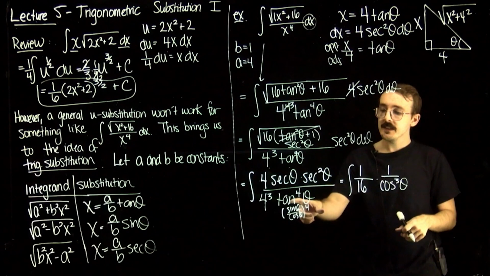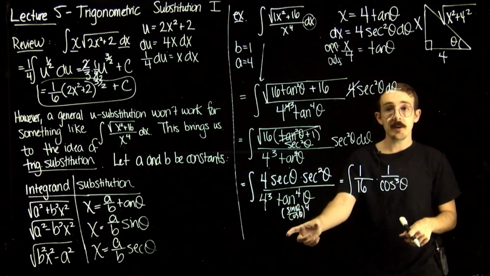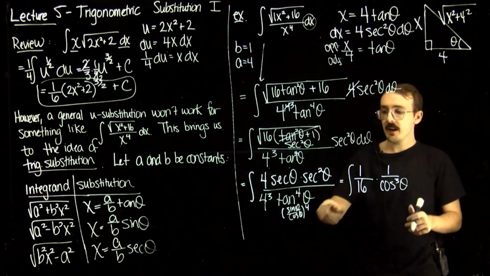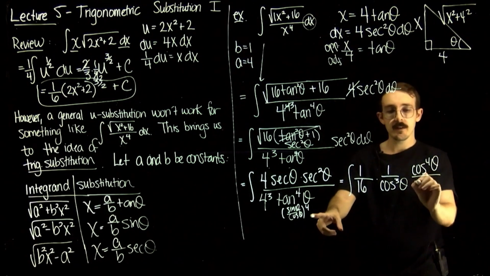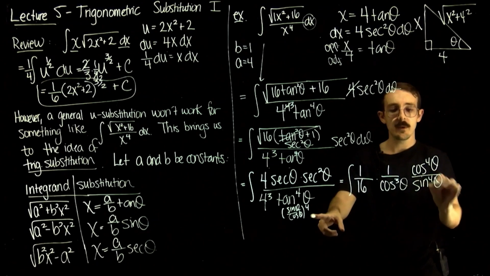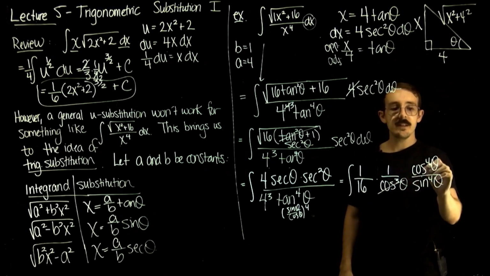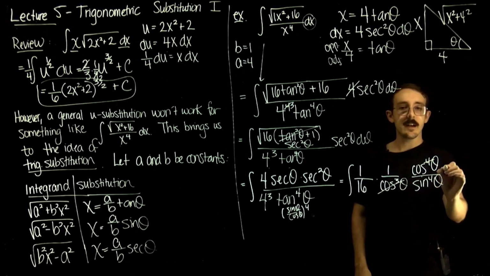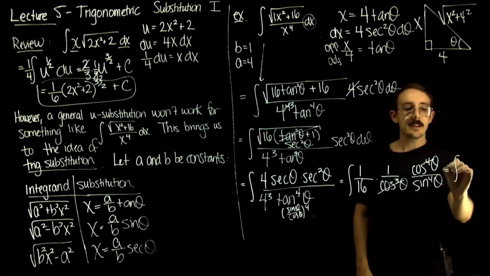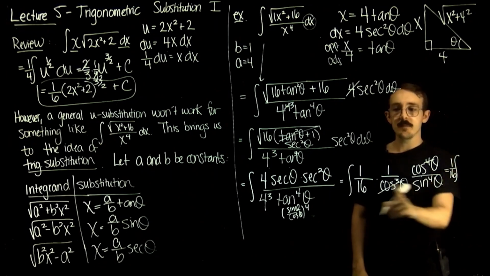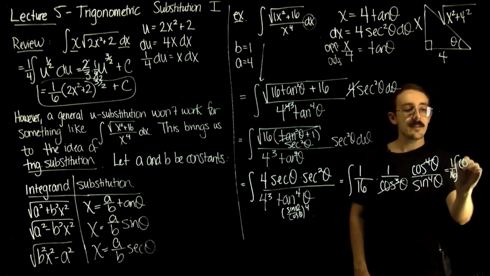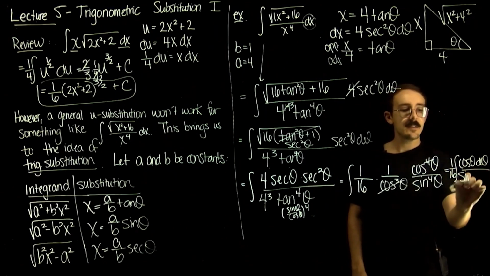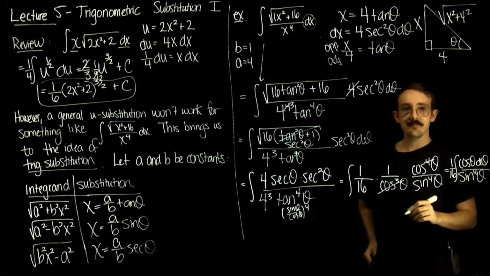Because this tangent to the fourth theta is in the denominator, I'm going to flip this up, and this is going to be cosine to the fourth over sine to the fourth. And notice 3 of these cosines now cancel out. So what I'm left with here is 1 over 16. I'll move that at the front of the integral. And I get cosine theta over sine to the fourth theta.